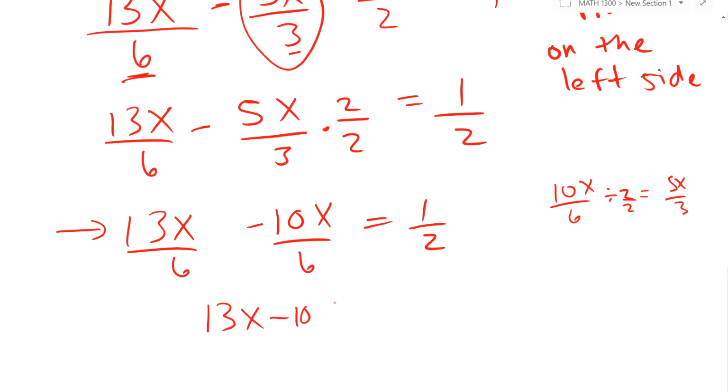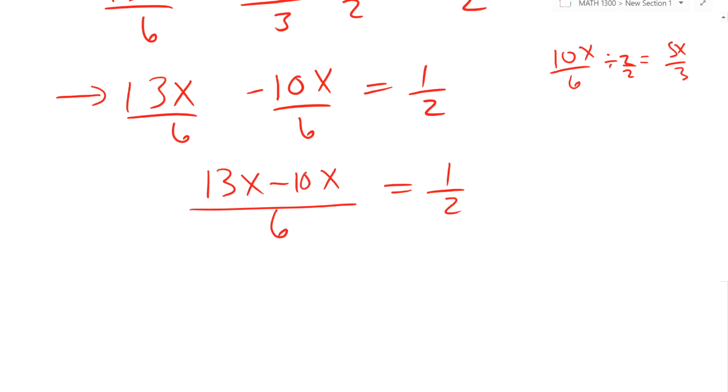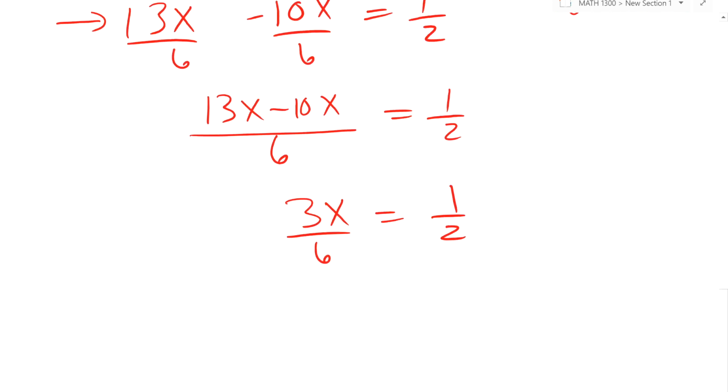So now we can combine our top values and we get 13x minus 10x over 6. Again, with fractions, when you're adding or subtracting, you have to make sure that they have the same denominator. And once they have the same denominator, you only combine the top values. You don't combine the bottom values. So then we end up with 3x over 6 equals 1/2. And we can simplify this one. 3 over 6 is just 1/2. x equals 1/2.